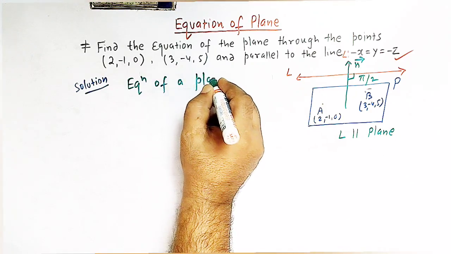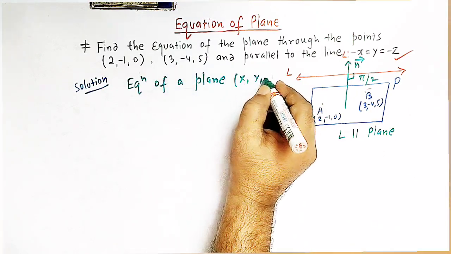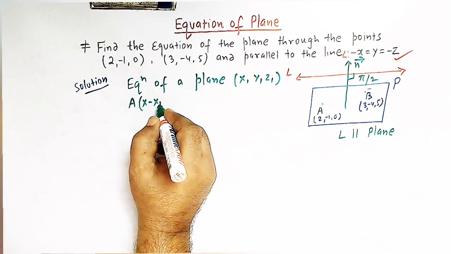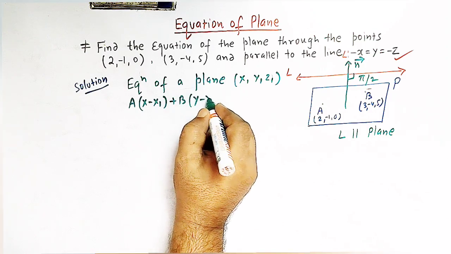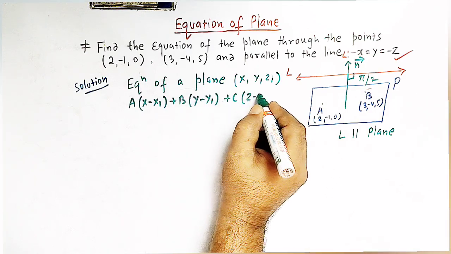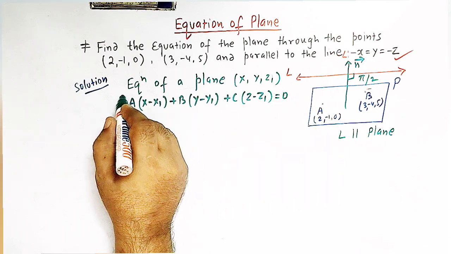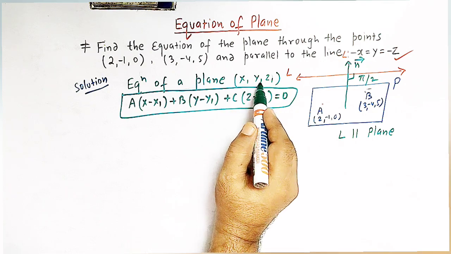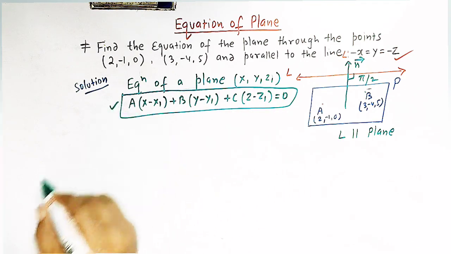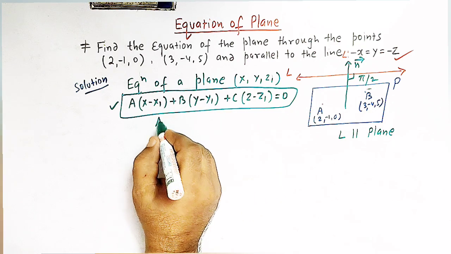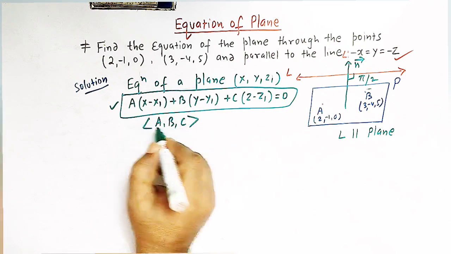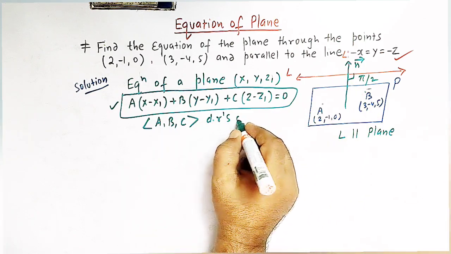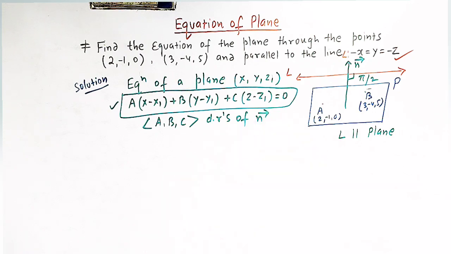Okay, now we know that the equation of a plane passing through some point x1 y1 z1 is given by this equation, that is a(x minus x1) plus b(y minus y1) plus c(z minus z1) is equal to 0, right? So the equation of any plane which passes through the point x1 y1 z1 is given by this equation, where a, b and c are the direction ratios of the normal vector n, right? So a, b, c are the direction ratios of the normal vector n.